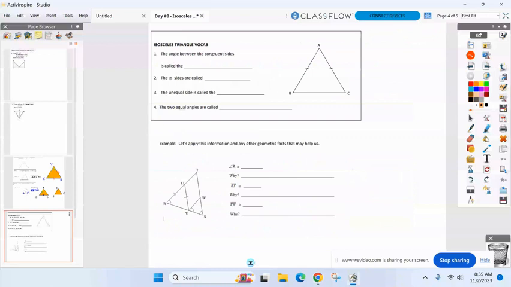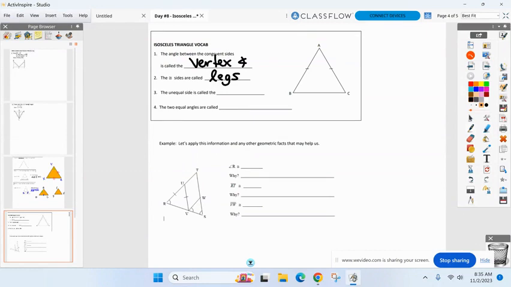Angle A. That is called the vertex angle of an isosceles triangle. Vertex angle. It's the angle in between the congruent sides, or the non-congruent angle, the angle that's not congruent to the other. All right, how about the congruent sides? The two sides in an isosceles triangle that are congruent? Legs. Okay? The congruent sides are called the legs.